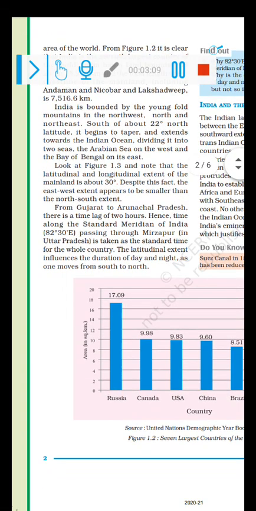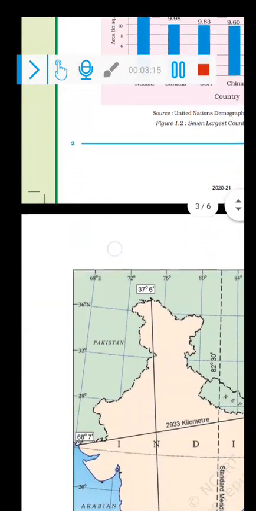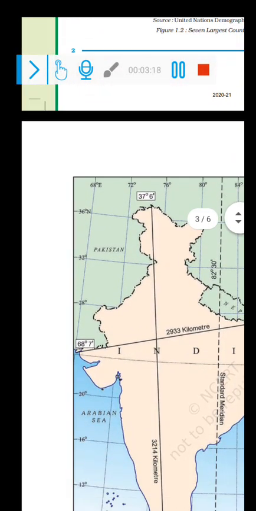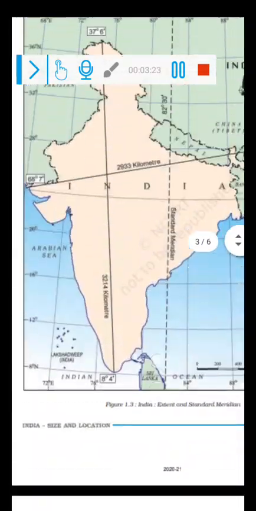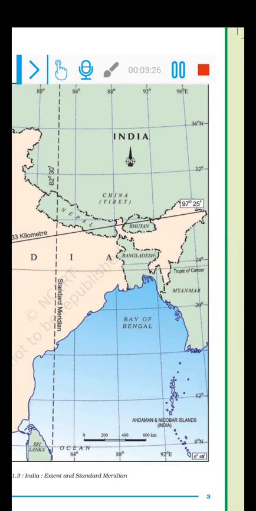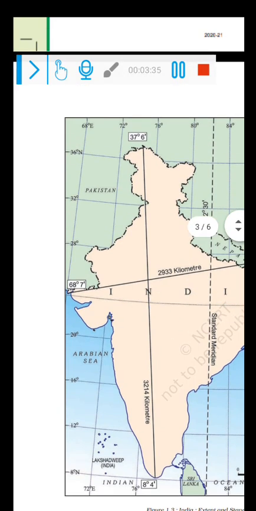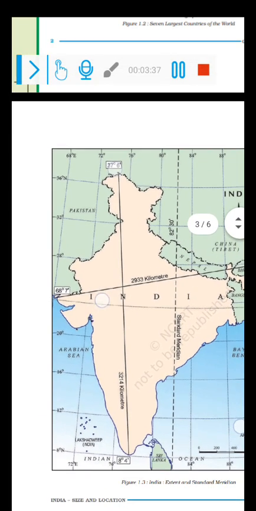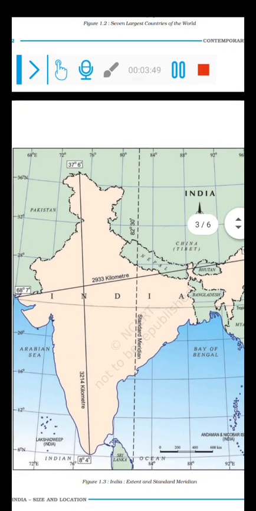Now we come to the latitudinal and longitudinal extent of India. Now, basically, if you see the map of India, Gujarat lies on 68 degrees 7 minutes east, and Arunachal Pradesh lies on 97 degrees 25 minutes east. So these are the westernmost and the easternmost extent of India. Between them, there are many longitudes, and between each longitude, there is a gap of 4 minutes. So if you travel from 68 degrees to 97 degrees east, there will be a lot of gap.